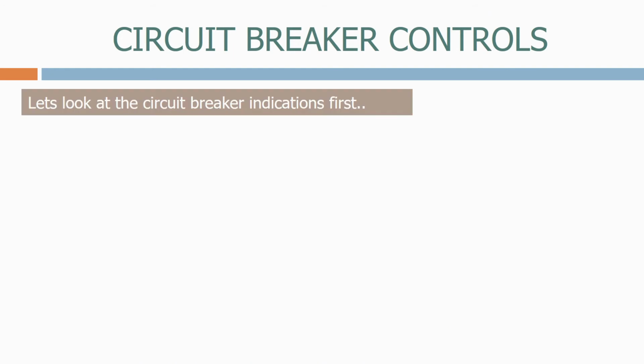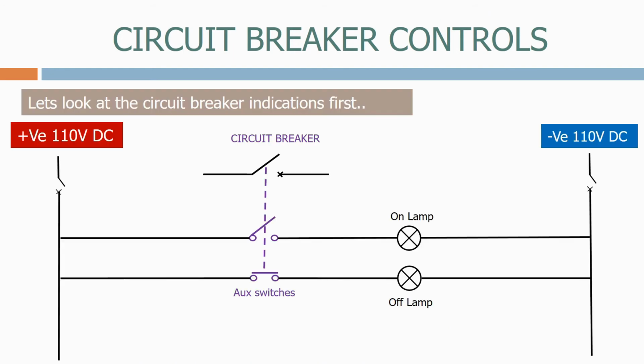Let's look at the circuit breaker indications first. These are fed from a 110 volt DC supply. As we said previously, the circuit breaker auxiliary switches are shown with the circuit breaker in the open position. Let's now close the MCBs and energize the supply. The auxiliary switches feed power to the lamps. As the breaker is presently open, the off lamp lights.